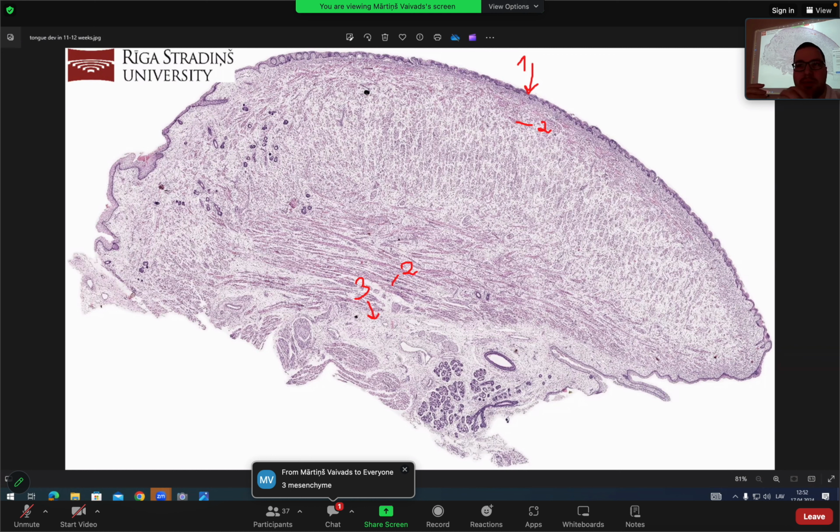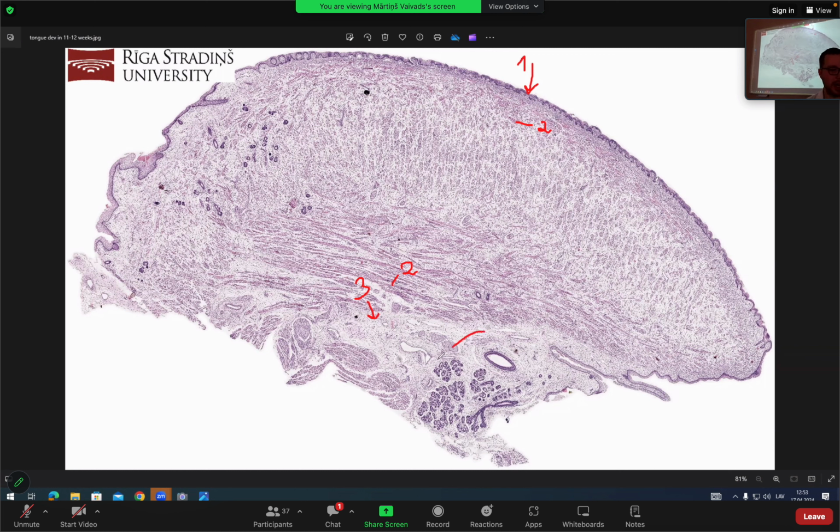Mesenchyme. Mesenchyme is also in the previous slide. We showed that in the mucosal region, but basically in every location where you have connective tissue, you can call it mesenchyme. So mesenchyme is not only next to the surface of the mucosa, it's also in between muscle fibers. So remember this, mesenchyme.